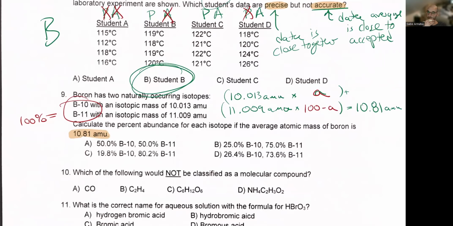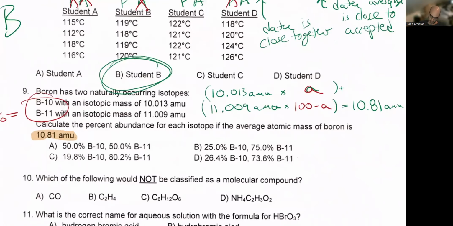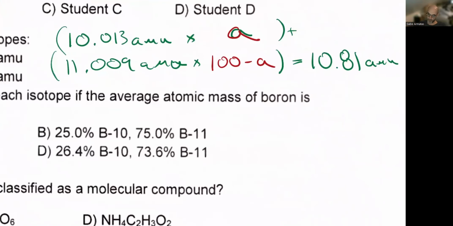So we have to have those two abundances together. They're going to equal 100%. So if I know the abundance of B10 is 90%, I know that B11 has to be 10%. So essentially 100 minus whatever A happens to be. So this is what it comes down to here. We're just going to essentially do this math. Not particularly enjoyable to do, but this is how you're going to solve this.